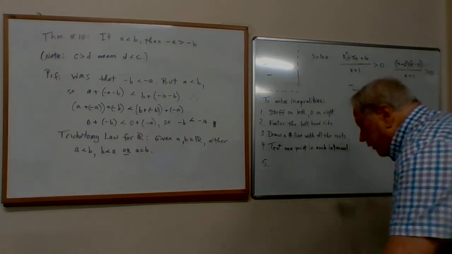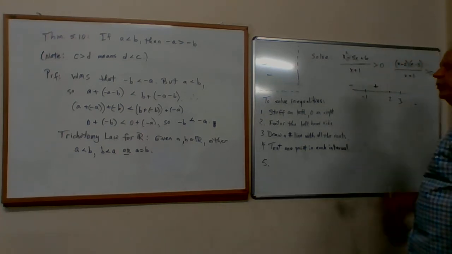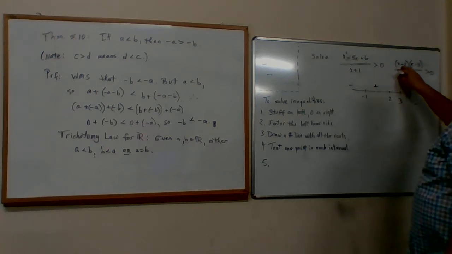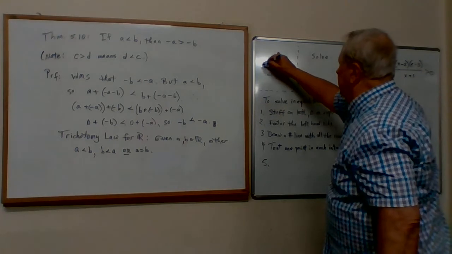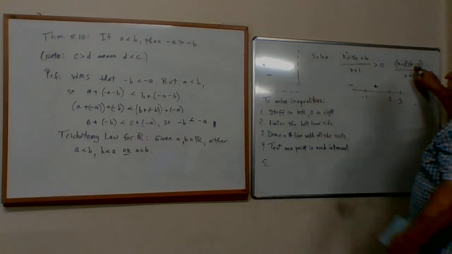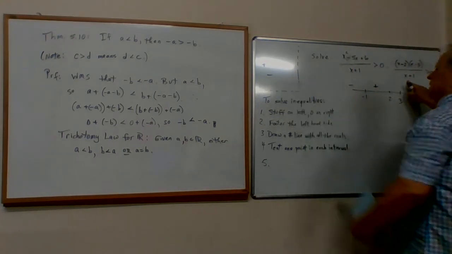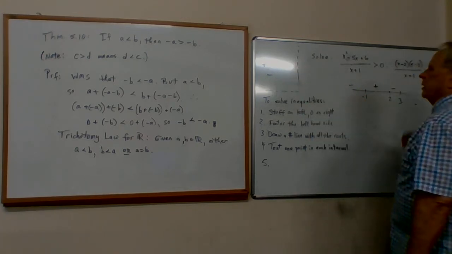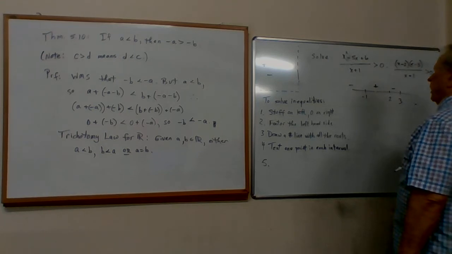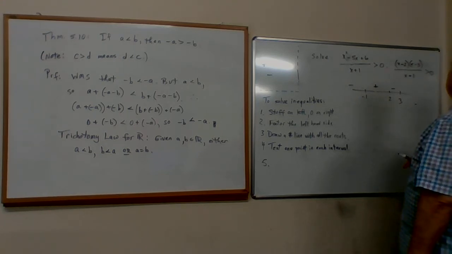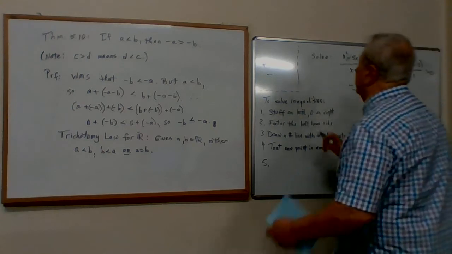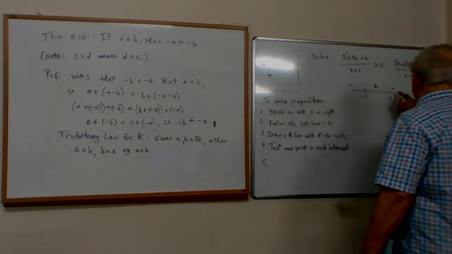Now, what's your favorite number between 2 and 3? How about 2.5? 2.5 minus 2 is positive, but 2.5 minus 3 is still negative, and 2.5 plus 1 is still negative. So positive, negative, negative, the whole thing comes out. Maybe 2.5. Oh, 2.5 plus 1 is positive. So it comes out negative.